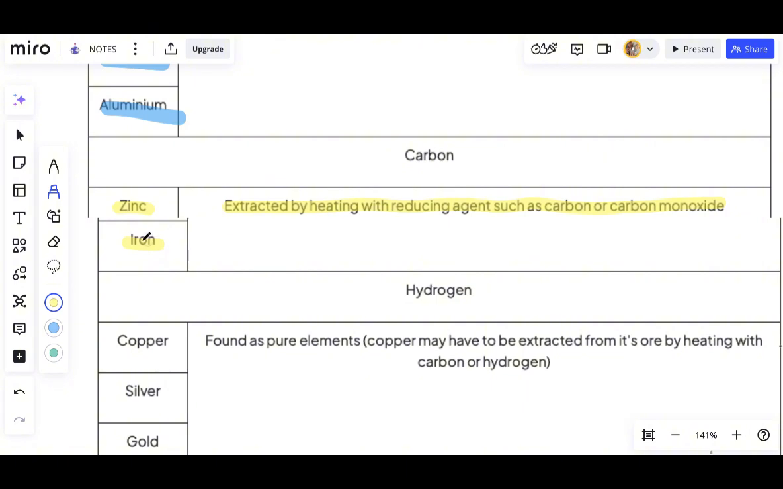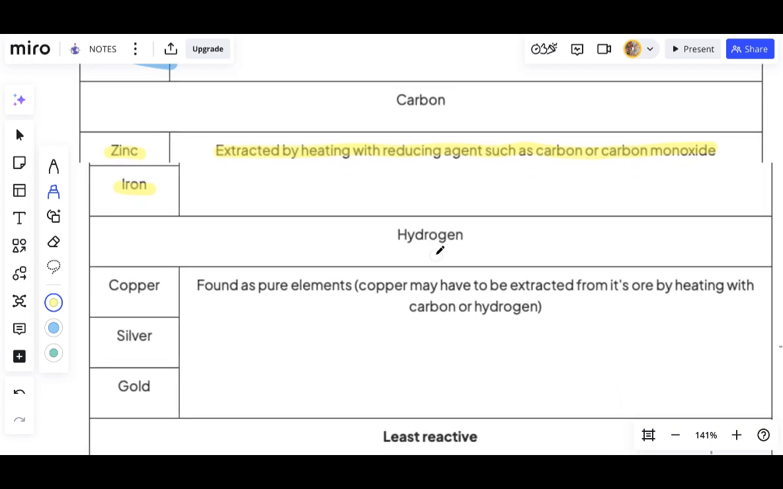And what we do is that we react the coke, the carbon from the coke, with oxygen to produce carbon dioxide. Carbon dioxide is reduced with more carbon to produce carbon monoxide. The carbon monoxide we react with the iron(III) oxide to produce iron, and so on and so forth. Then we're going to take a look at this.